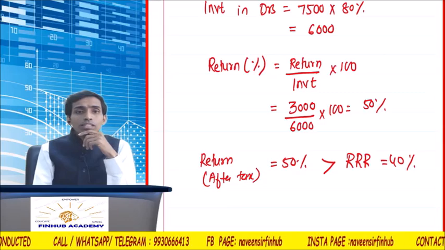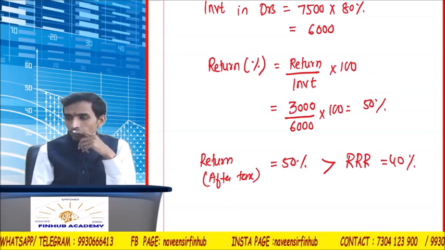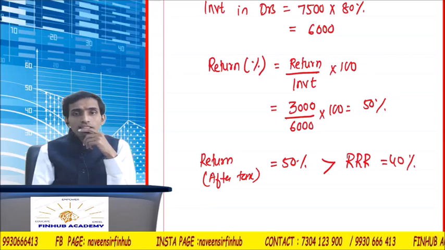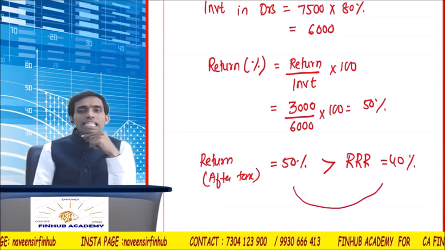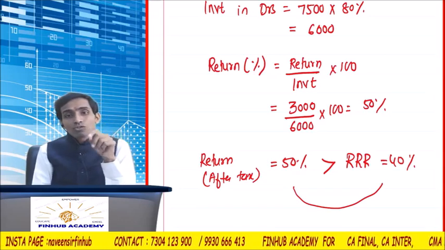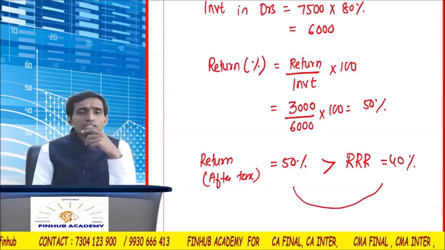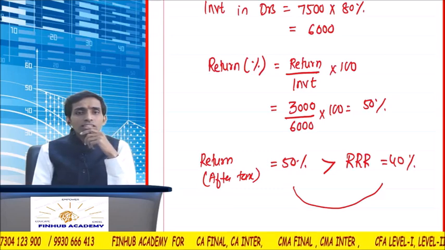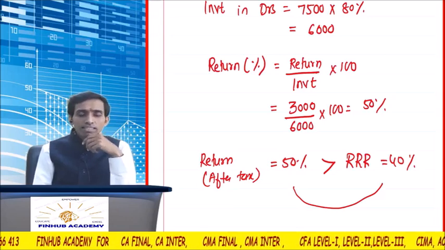Now some people... Where is 10%? He is saying 10% is profit. Is it correct? The 10% is the extra return, more than what was required. Your profit percentage is how much? 50%. 50% is the return you are generating.